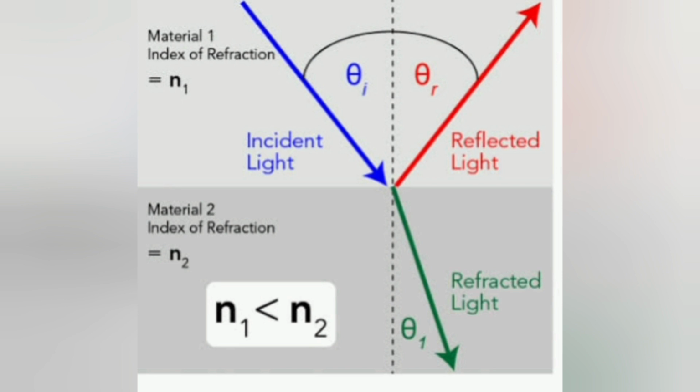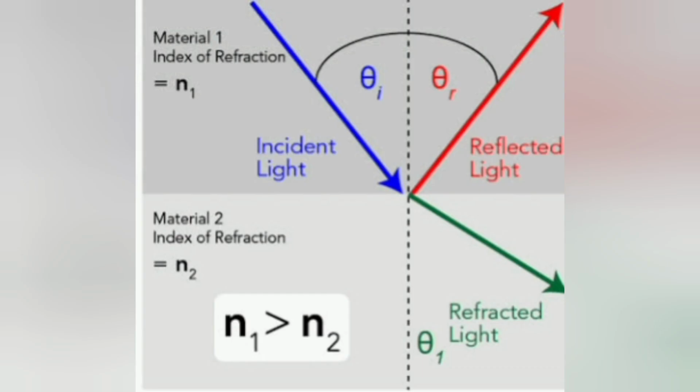Here if you observe, it is traveling from rarer to denser, bending towards the normal. Now if you observe this picture, the light ray is traveling from denser to rarer such that it bends away from the normal. And you can observe here that the red light is reflecting into the same medium. So some of the light will get reflected into the same medium during the refraction, but we will not take it into account.